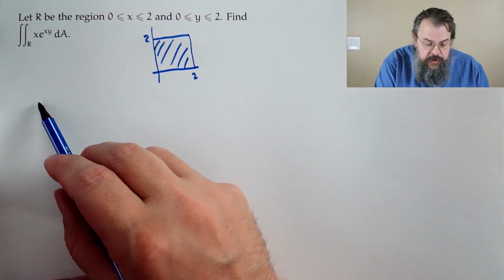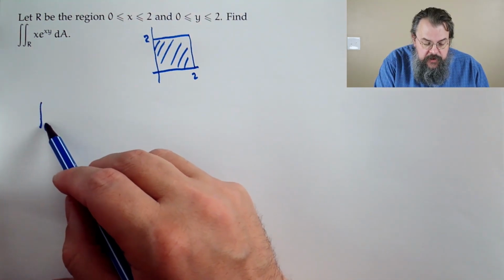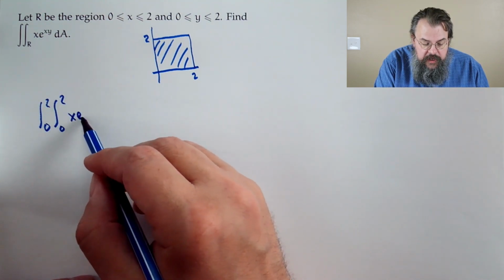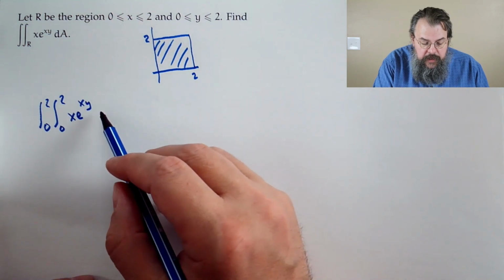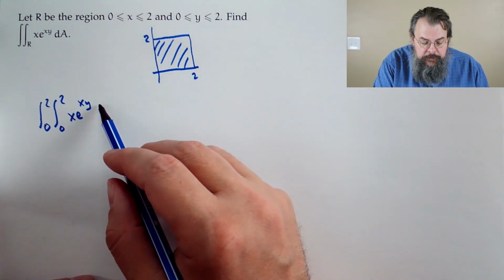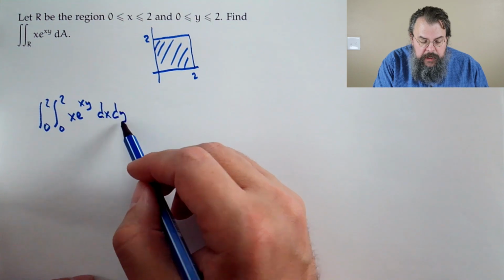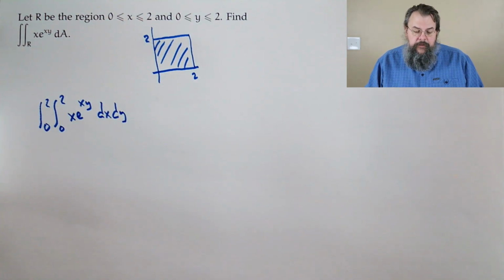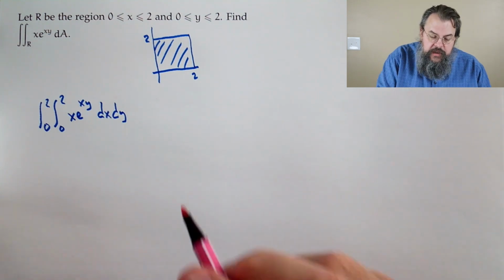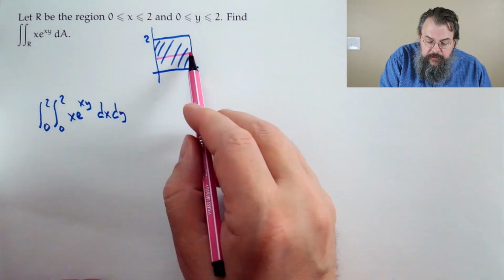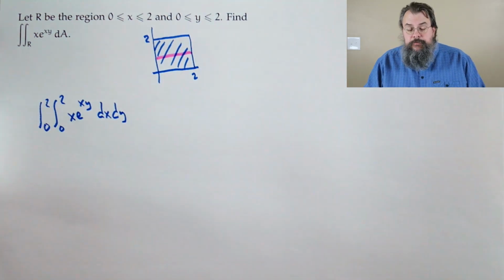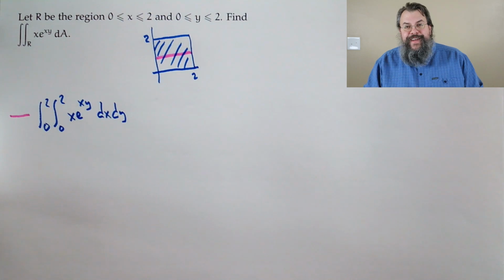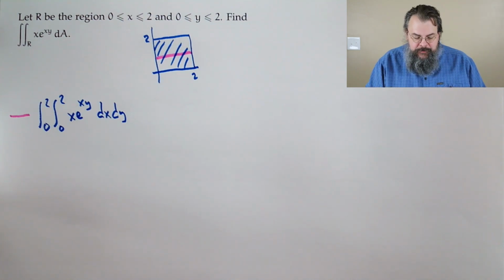Okay, so we could do the integral 0 to 2, 0 to 2 of x e to the xy, and then we could say dx dy. Now, if you're integrating dx dy, the way you should think about that is you're slicing, in some sense, in that method. So this is a horizontal slicing. We'll talk more about that in another session.